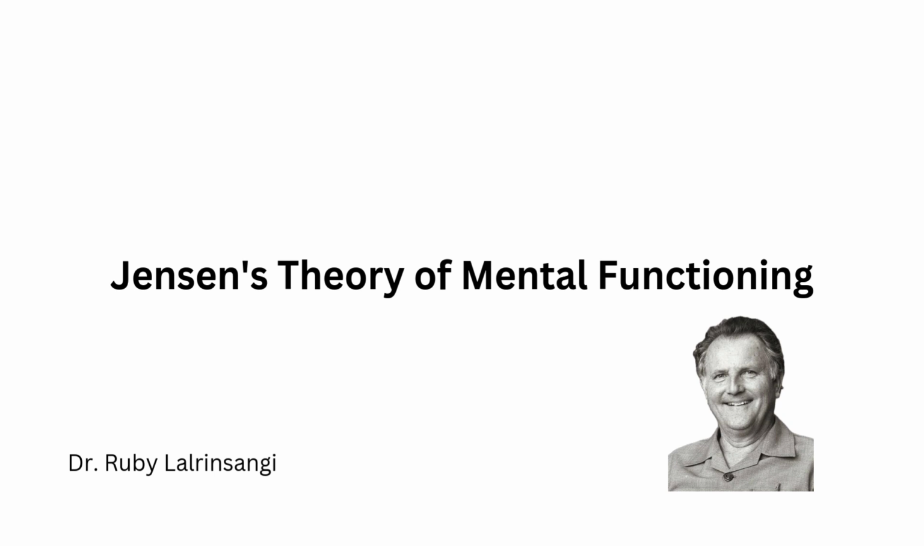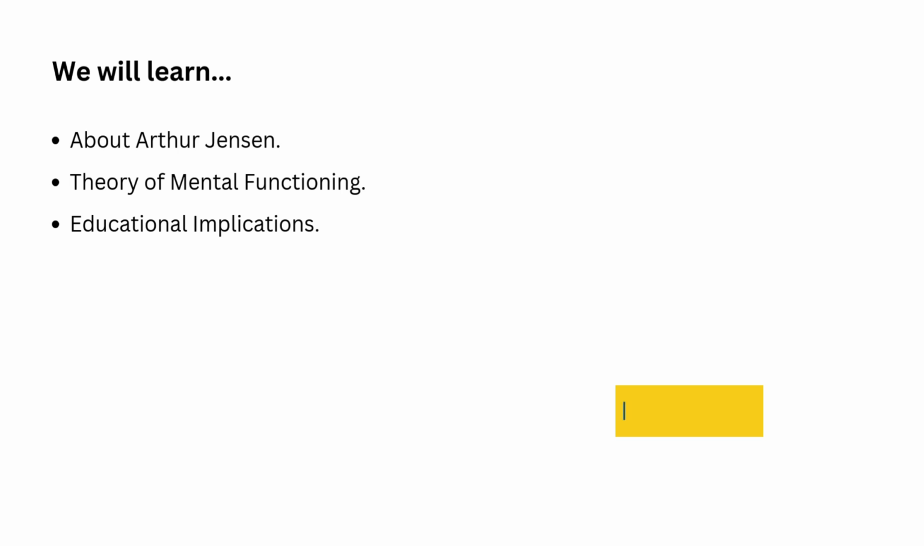In today's video, we will dive into a very interesting theory developed by one of the most influential researchers in the field of intelligence, Arthur Jensen. We will explore his theory of mental functioning, which breaks down how our mind processes information and how different types of learning and thinking happen in the brain. By the end of this video, you will have a clear understanding of Arthur Jensen's theory, his approach to intelligence, and its real-world applications, particularly in educational settings.